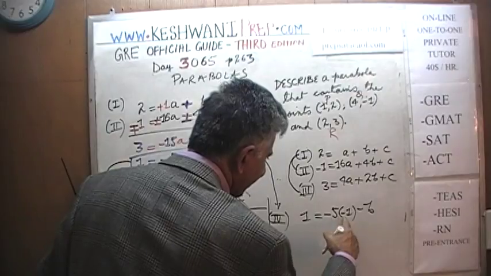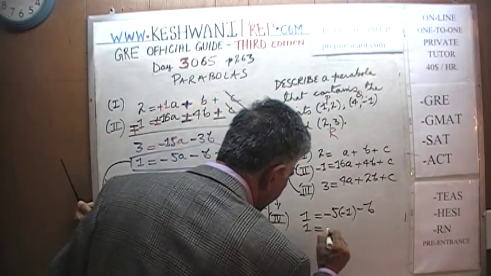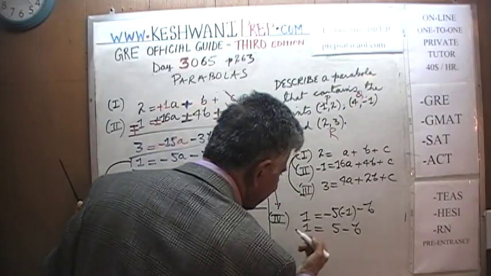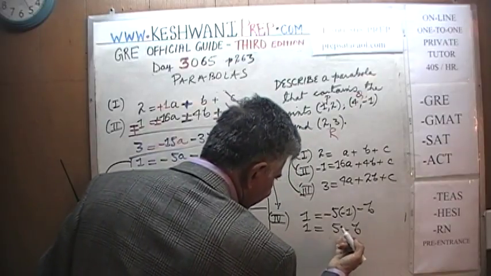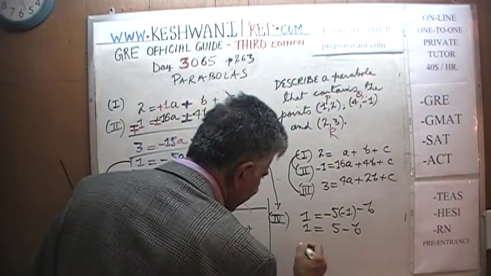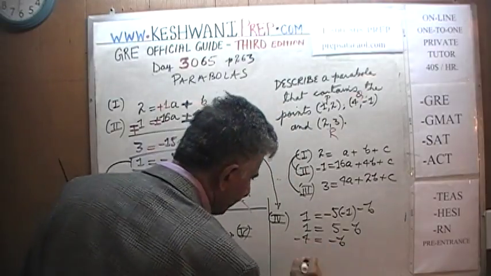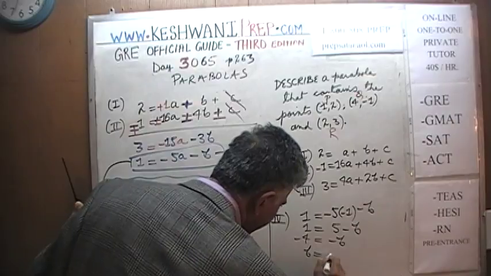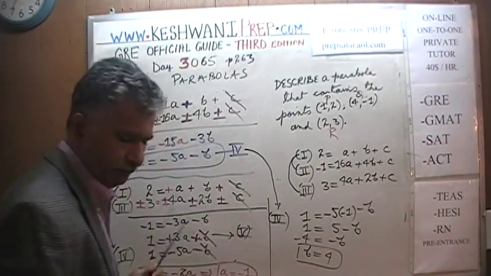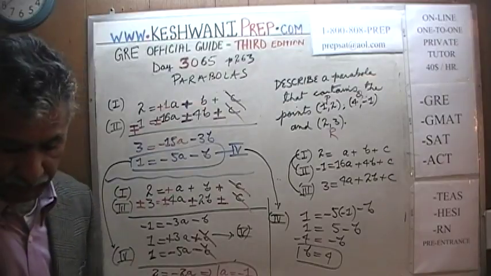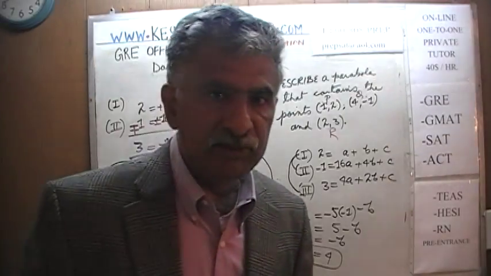Negative times negative is positive, so it's going to become 1 equals 5 minus b. Subtract 5 from both sides, you're going to get negative 4 equals negative b. Multiply the entire equation by negative 1, and b equals 4. There we go, we found the a, we found the b. A is negative 1, b is positive 4.